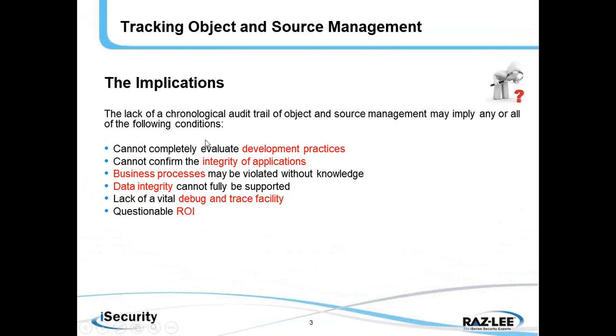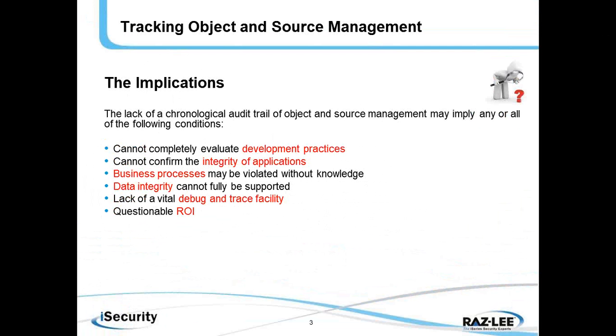Well, what are the implications? The lack of a chronological audit trail of object and source management may imply any or all of the following conditions. You cannot completely evaluate your development practices. You cannot confirm that the procedures and policies are intact, in place, and working properly. You cannot confirm the integrity of applications.